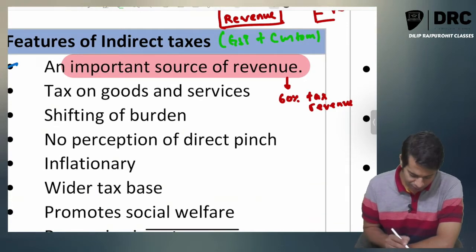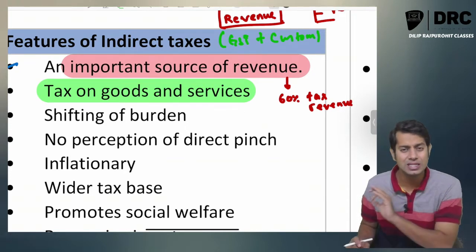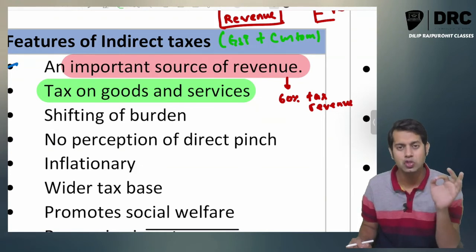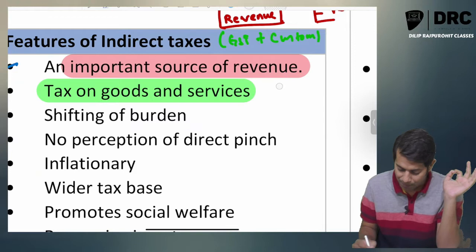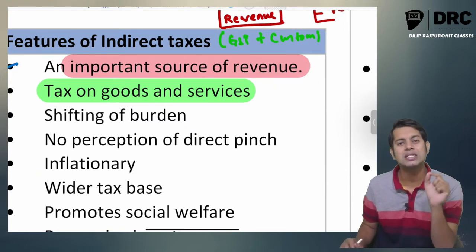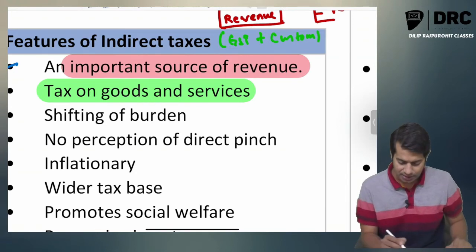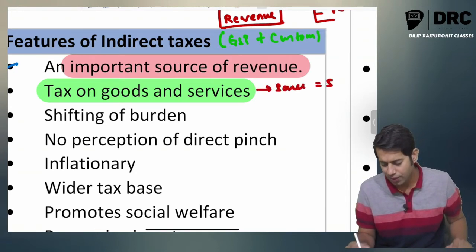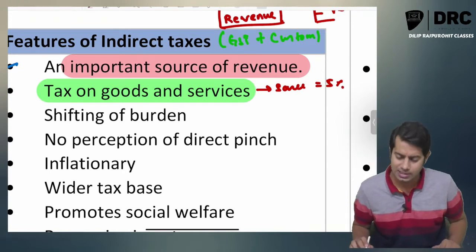Then another feature of indirect taxes is that it is a tax on goods and services. It is not a tax on an individual or a person. It does not matter who the person is. It only cares about the product, the goods, the services. For example, there is a sari. For sari, the rate of GST is 5%. If a person is purchasing the sari, you will have to pay the tax at 5%.